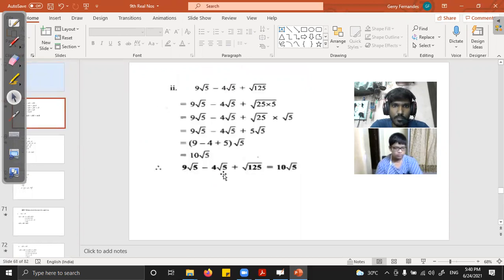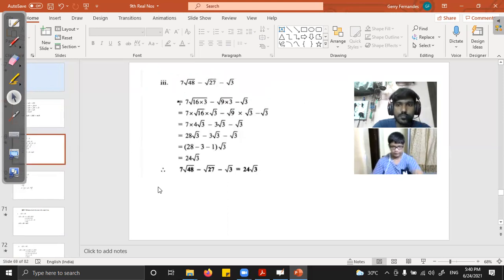Which question? The sum which you wrote just now, which we solved now, before that one. In your homework. You got the answer right, right? 10 root 5. 9 root 5 minus 4 root 5 plus under root of 125. Yes, I got 10 root 5.